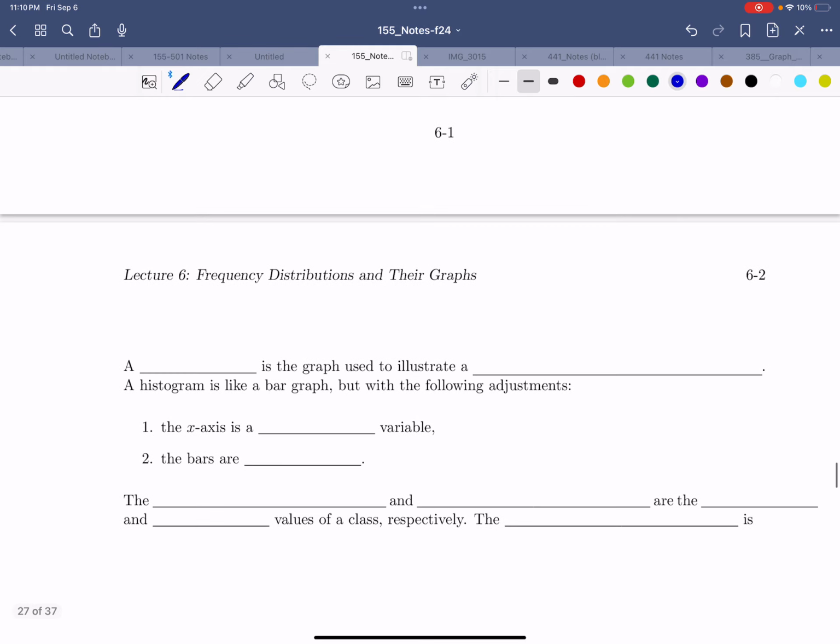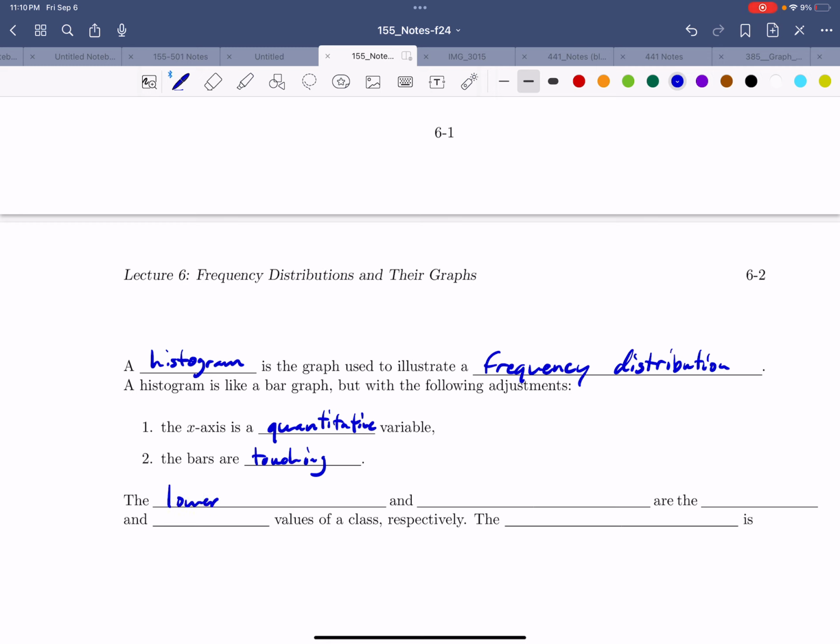Before we draw the graph, let's discuss what it actually is. A histogram is a graph used to illustrate a frequency distribution. It could also be a relative frequency distribution. It's like a bar graph, except the x-axis is, of course, quantitative. And also the bars are touching. Okay? They're touching each other. Remember, the bar graph, they did not touch each other.